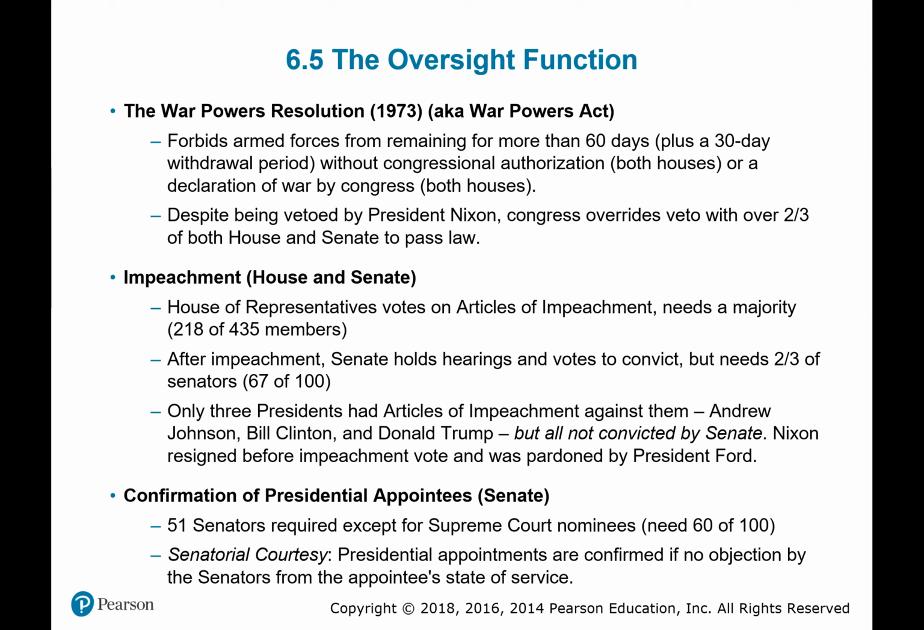Confirmation of presidential appointees, the Senate. 51 senators required, except for Supreme Court nominees. Now you need 60 to avoid filibuster. That's with anything now, and the filibuster really has made that supermajority of 60 necessary to produce cloture. Senatorial courtesy: presidential appointments are confirmed if no objection by the senators from the appointee's state of service. That used to be the case. Now it's kind of disappeared as we've gotten more and more partisan.